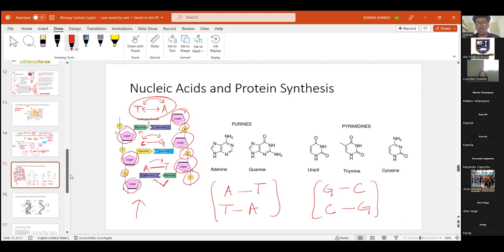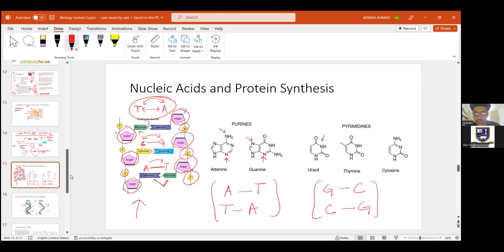Okay, so these are the chemical structures here of adenine and guanine, thymine and cytosine. You can see this nitrogen in the structure. That is why they are called nitrogenous bases, because they contain nitrogen atoms. Is it clear so far? Yeah, it's all clear.